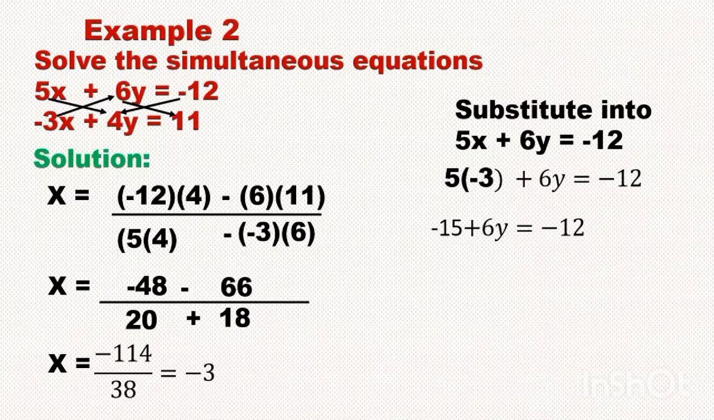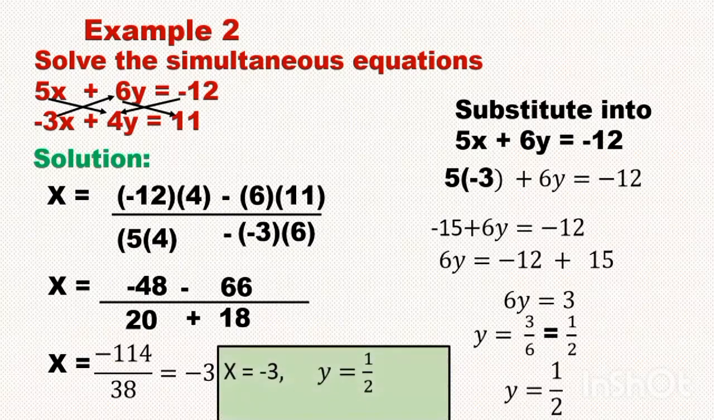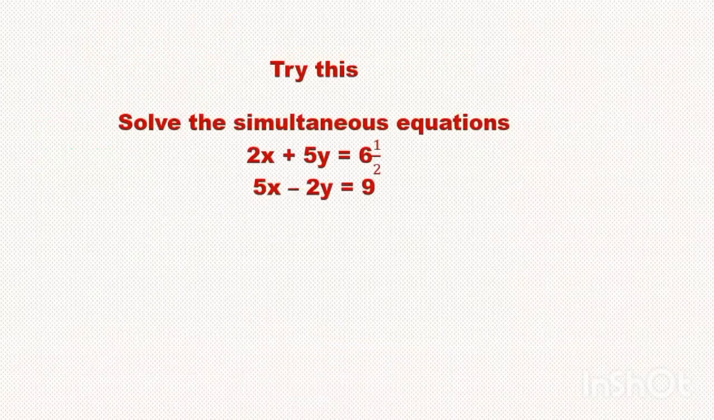The next thing I'm going to do is to move minus 15 to the other side of the equation. So 6y is equal to minus 12 plus 15. So 6y is equal to 3. So y is equal to 3 over 6. Reducing that to the lowest term gives 1 over 2. Therefore, y is equal to 1 over 2. So the value of x is minus 3 and the value of y is 1 over 2. Now try this question.